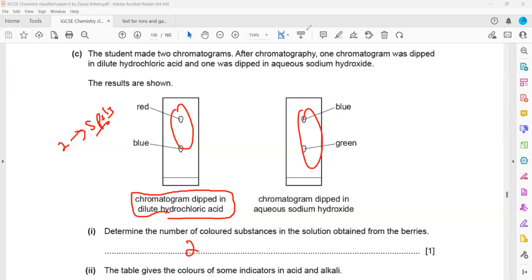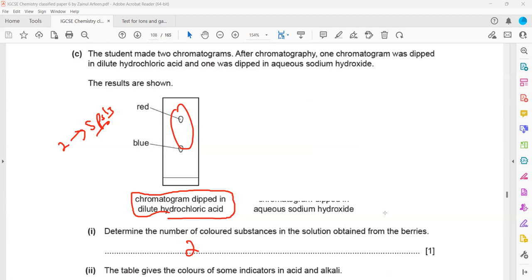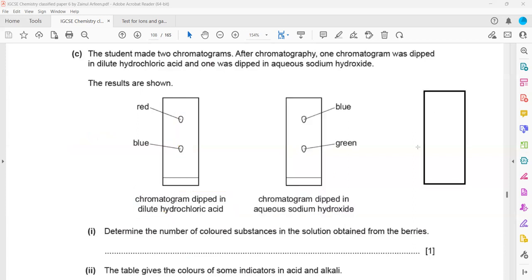So even if the same question was there without an alkali, directly you will write 2. Why? Because you will see 2 spots. Don't bother about whether other chromatography is done. Maybe a third experiment is done in water. The same chromatography experiment is done in water and still we got 2 spots. So will you say 6 spots, like 6 colors, or 2 colors? In that case also we'll say 2.